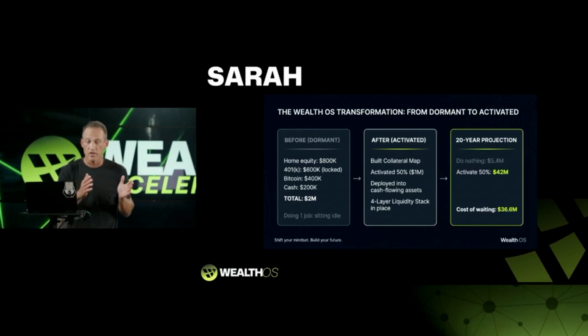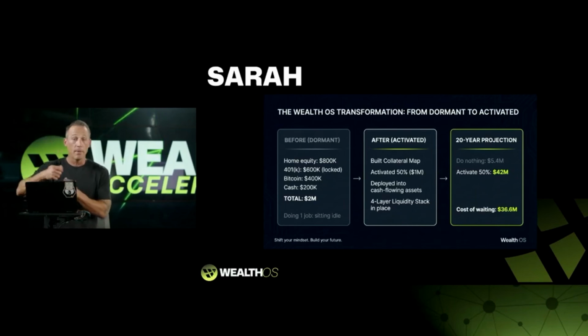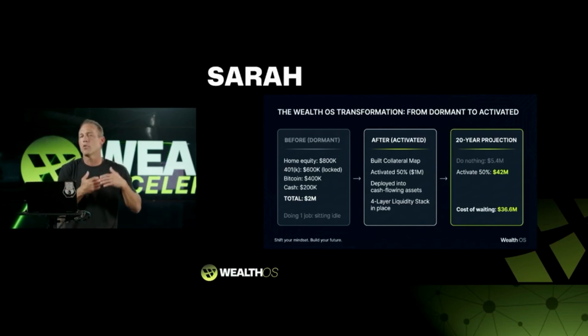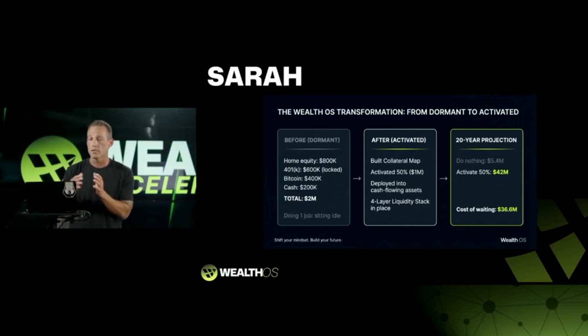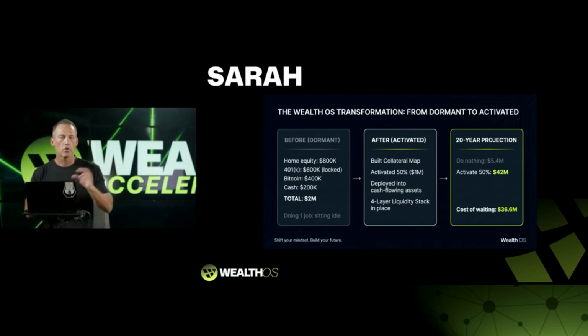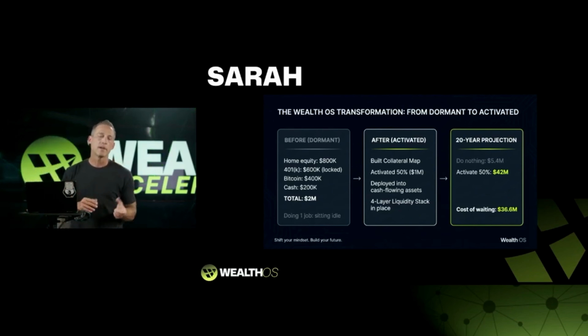If she does nothing, if she doesn't do any of this, she'd end up with about $5 million. Pretty good, but then she'd be forced to sell those assets to live. She'd be paying taxes and all of that, and she'd hopefully die before she hit zero. But if she activates, let's just say even call 50% of her dormant capital and runs the system, it'd be 42 million. Never have to sell assets. Generational wealth. This is for your kids, your grandkids, your great-grandkids. So her cost of waiting is about $36.5 million. That's what the base engine does.